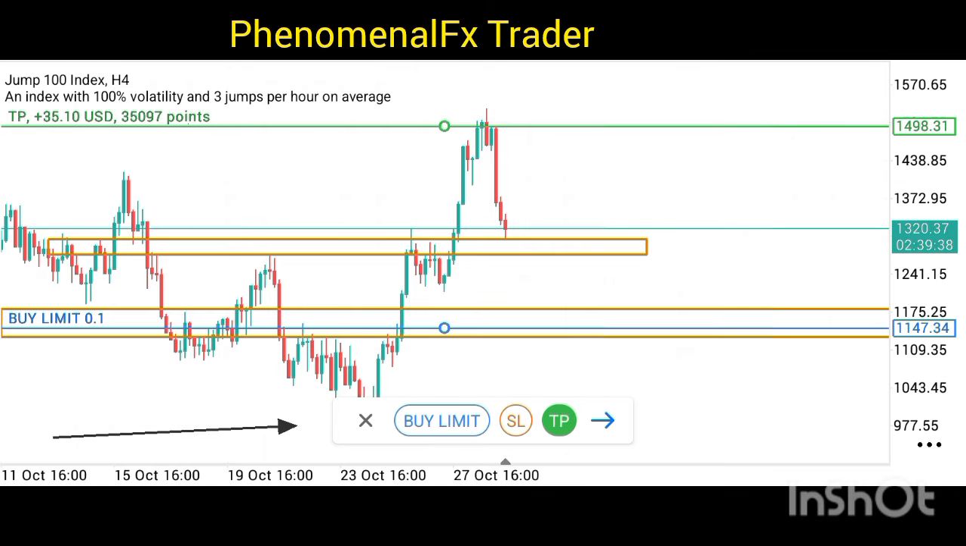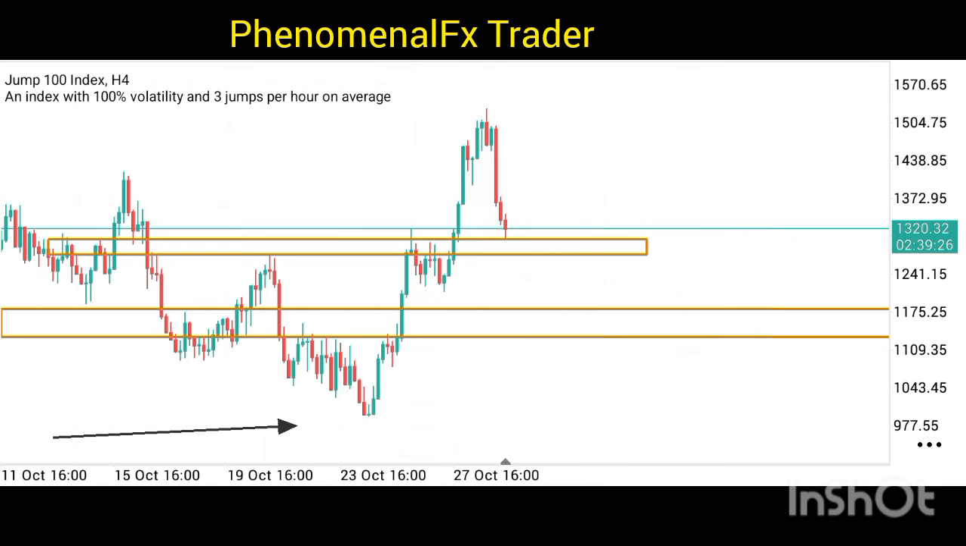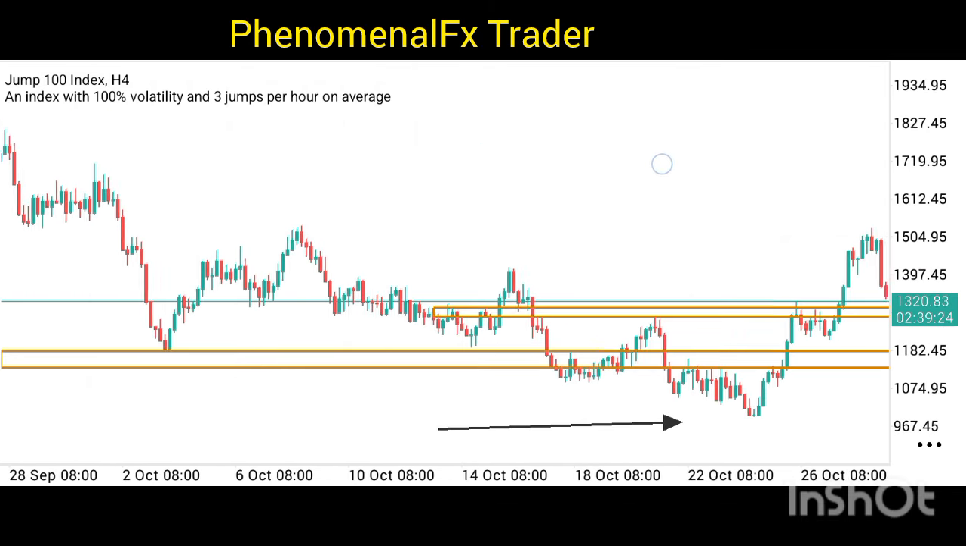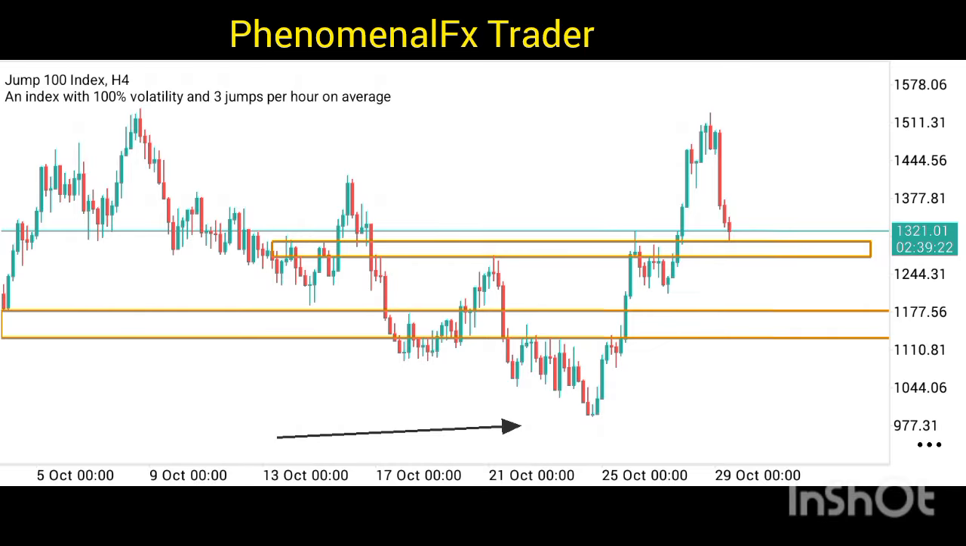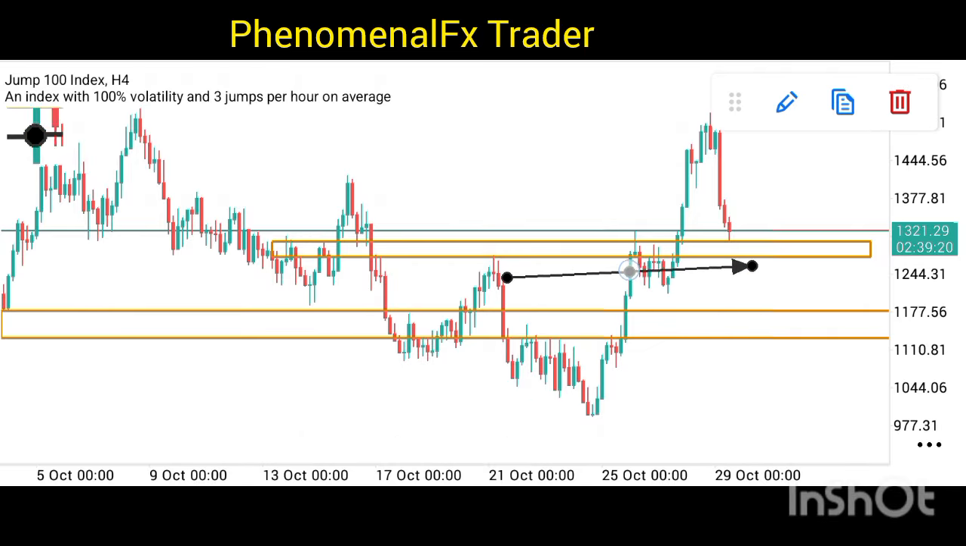If you can hold the trade up to this, it is about $35. On Jump 100 Index with the minimum lot size, making $35 is massive. And if you can hold the trade, if you can have multiple positions or increase your lot size, you make so much profit with this setup. So I want you guys to just keep an eye on the chart. Just look at what the market does around here.